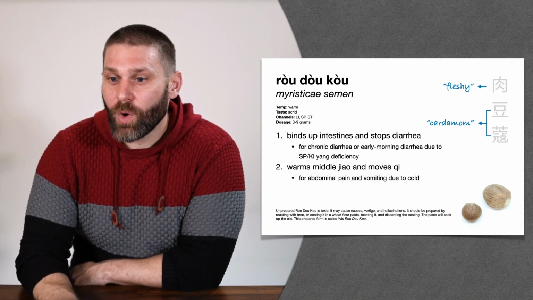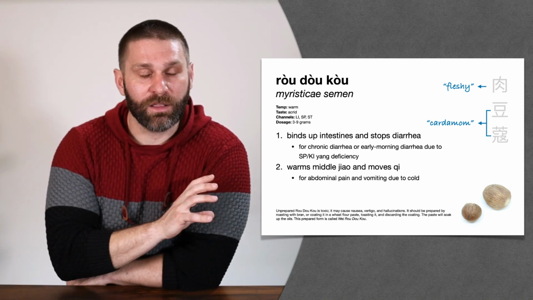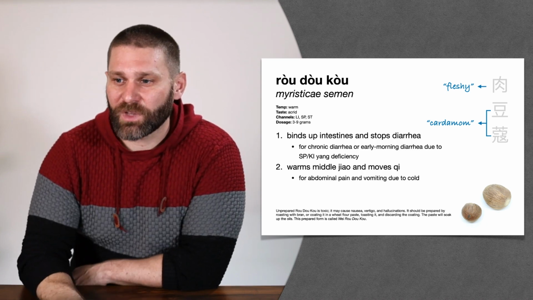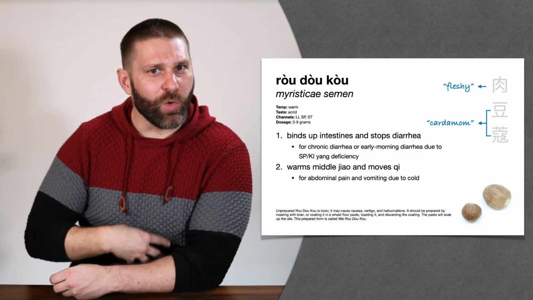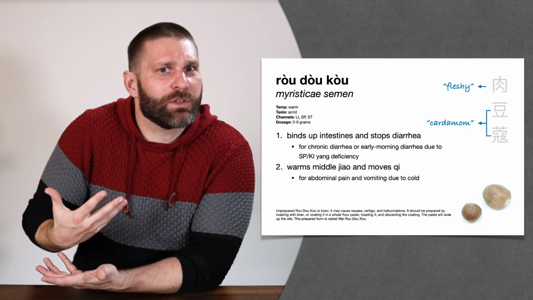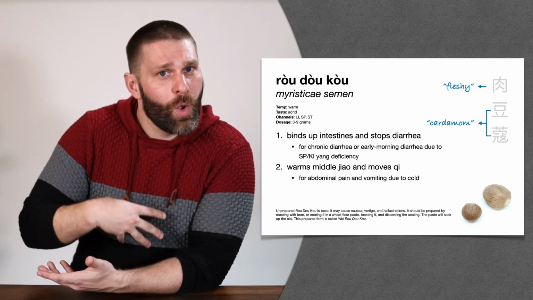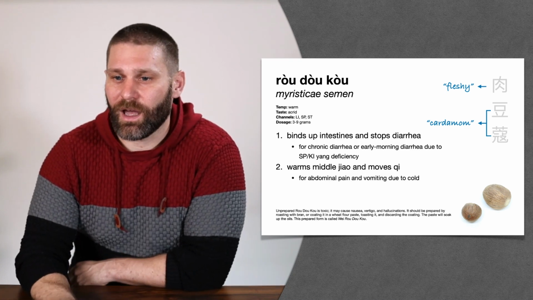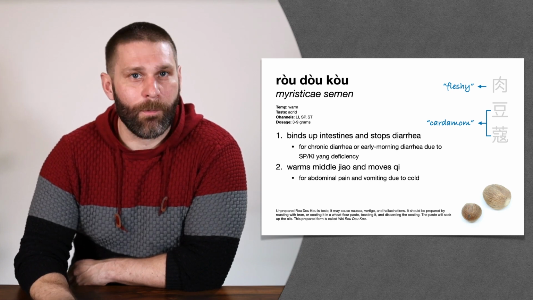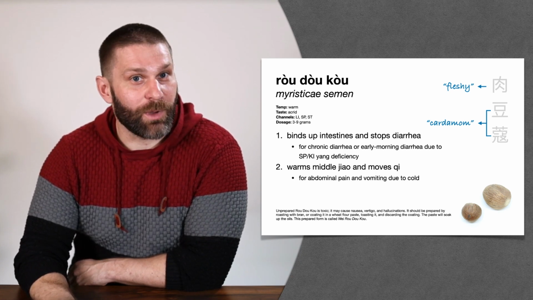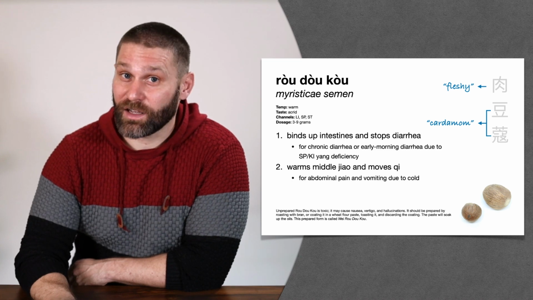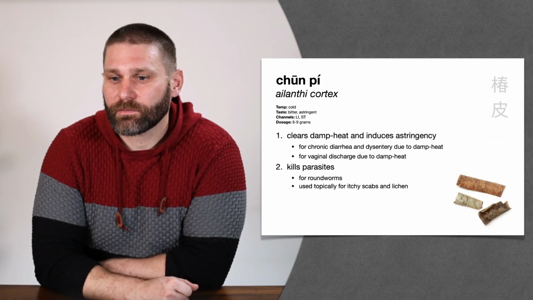But Rodoko is nutmeg. I would think about warming the middle and stopping diarrhea. And those two kind of go together because when you have cold in the middle jiao, you tend to get diarrhea. So it goes together. Again, we're doing 2 for 1. We're warming the middle and stopping diarrhea. So that's Rodoko, nutmeg. You use it in your pumpkin spice lattes when the weather gets cold, so that's how you know it warms the interior.